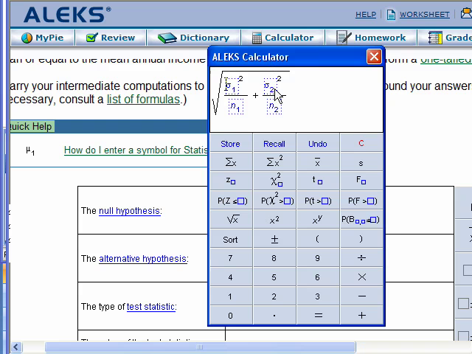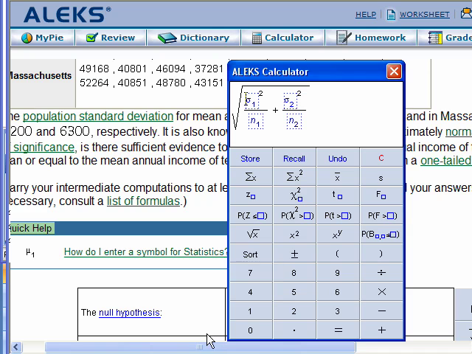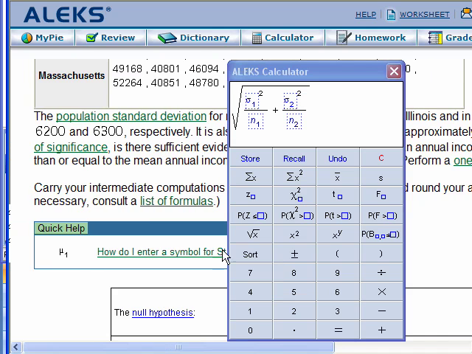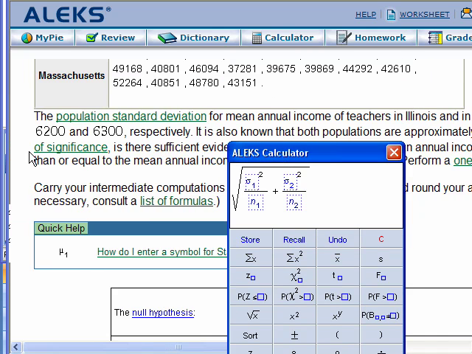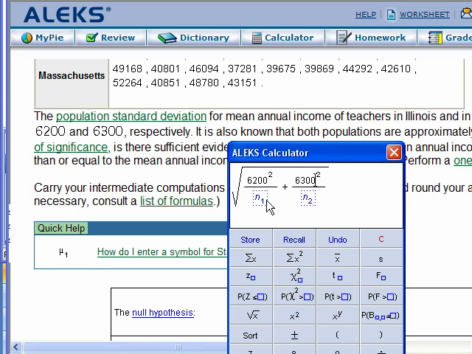So see how it's filled into the ALEKS calculator? That's the spread. So let's go ahead and plug in. They tell us that the two population standard deviations are 6,200 and 6,300, and the first sample was 20 and the second was 20. Remember, there were 20 from each state. And I hit the equal sign, and that'll give me the spread, or the standard error.